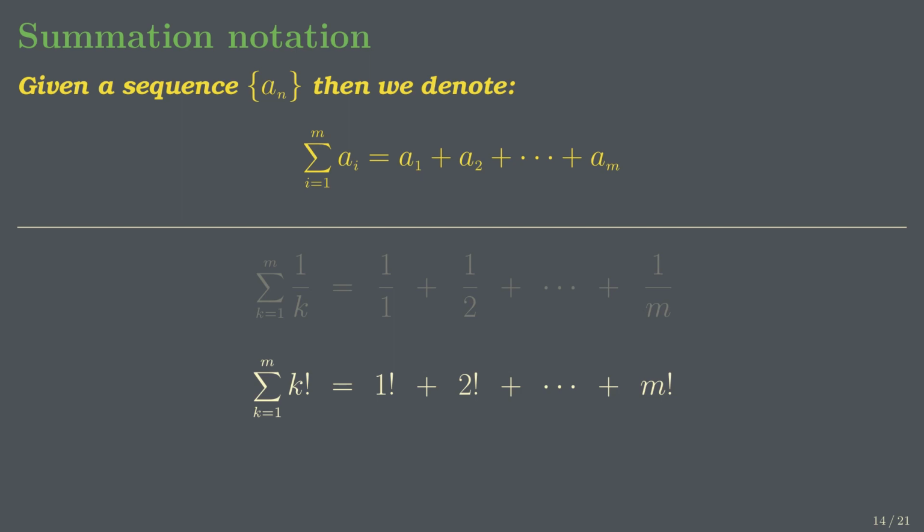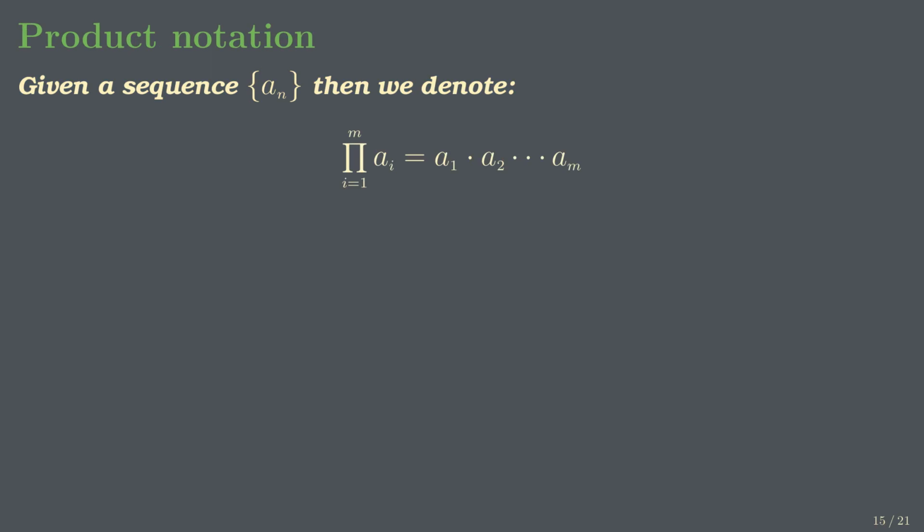plus m factorial. And it might now be natural to introduce the product notation too. Instead of computing the sum of the first m terms of a sequence, you may ask, why not compute the product of the first m terms? We denote the product notation as follows: the product of ai, where i runs from 1 to m, is the product of the first m terms of the sequence.